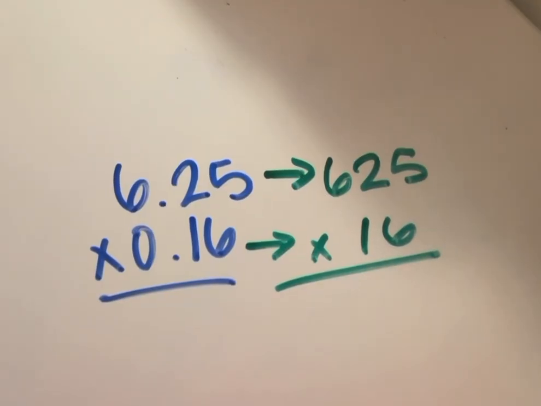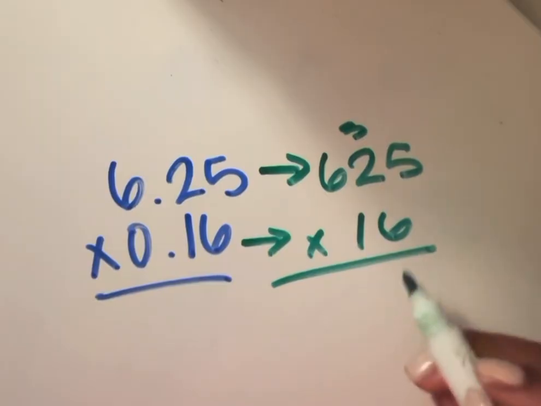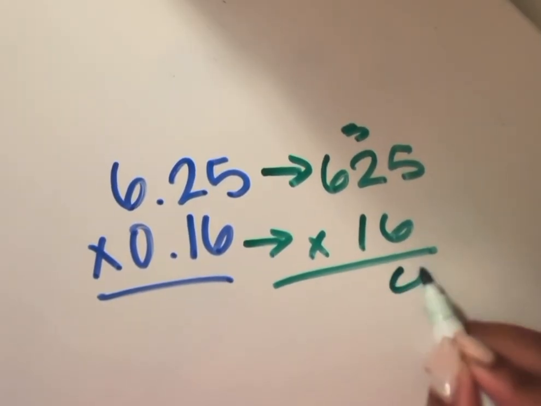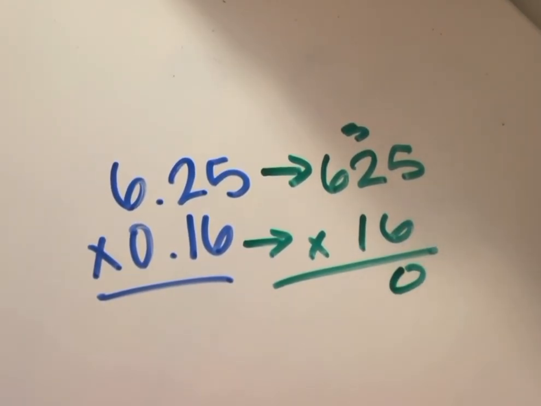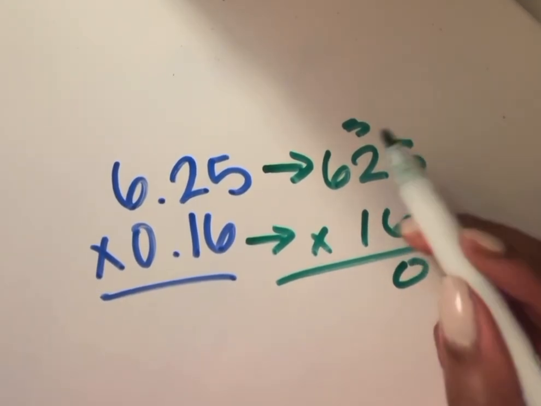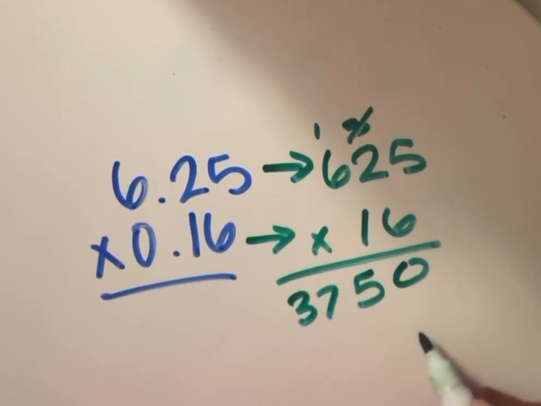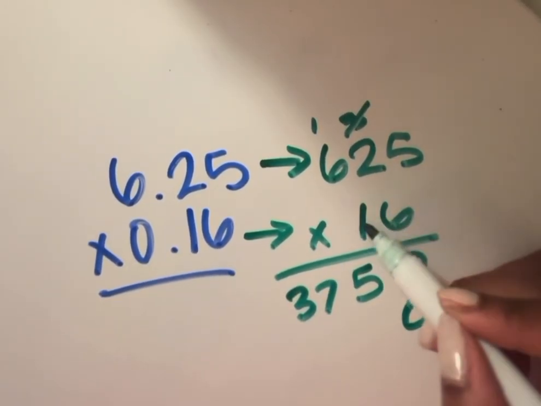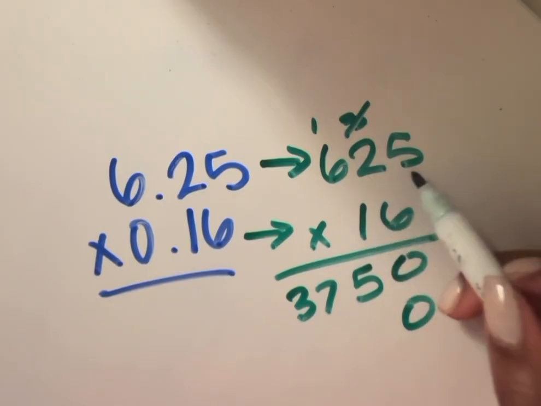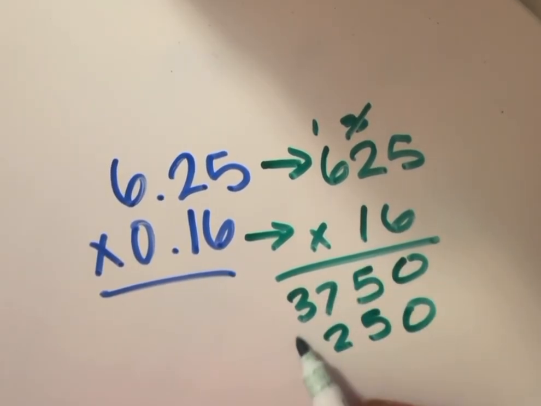625 times 16. 6 times 5, which is 30. So we write 3 up here, bring the 0 down here. 6 times 2 is 12. So then 12 plus 3 is 15. We can cross out that 3, write a 1 up here, 5 down here. 6 times 6 is 36, plus 1 is 37. Then we're going to add a 0 here and multiply with this 1. So 1 times 5 is 5, 1 times 2 is 2, and 1 times 6 is 6.